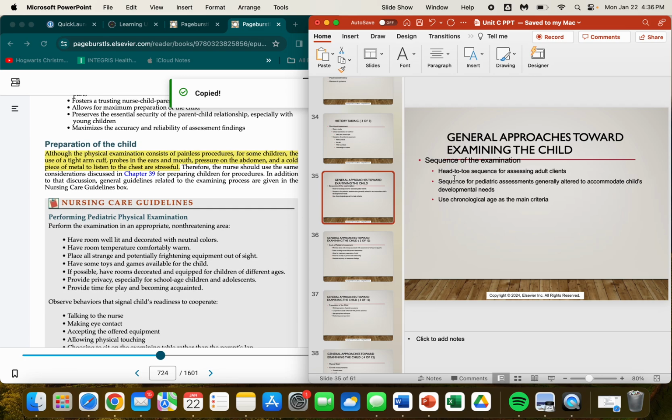And then your book talks about using their chronological age as the criteria. Again, obviously, if they're an adolescent, our assessment's going to look a little different than it does on an infant, right?